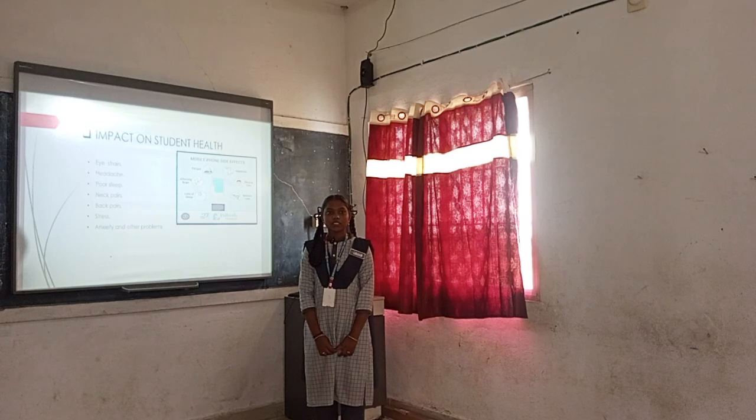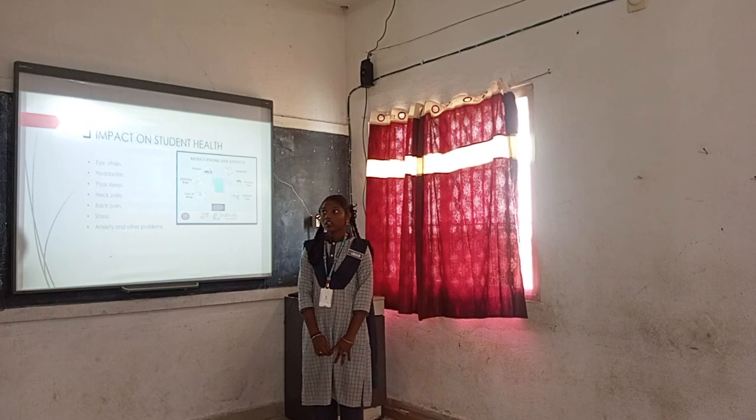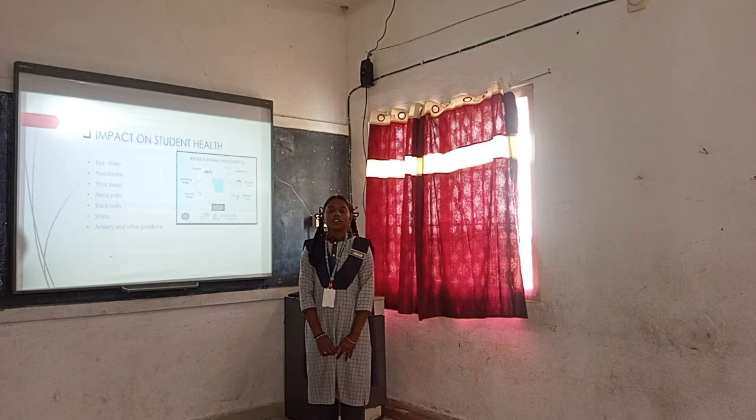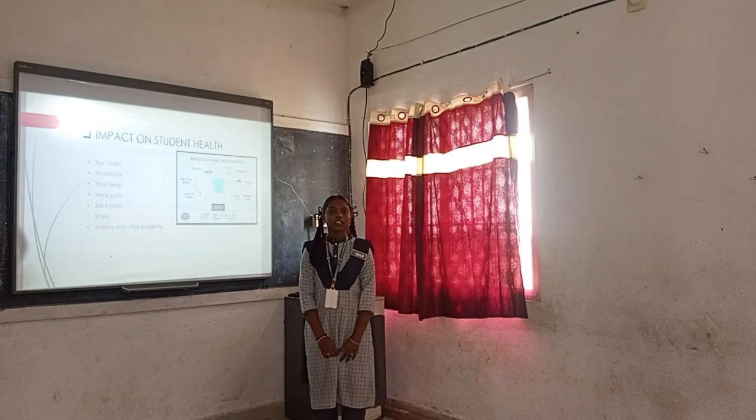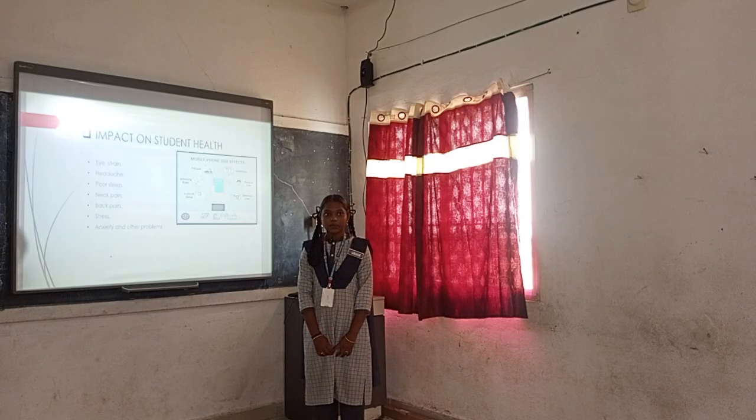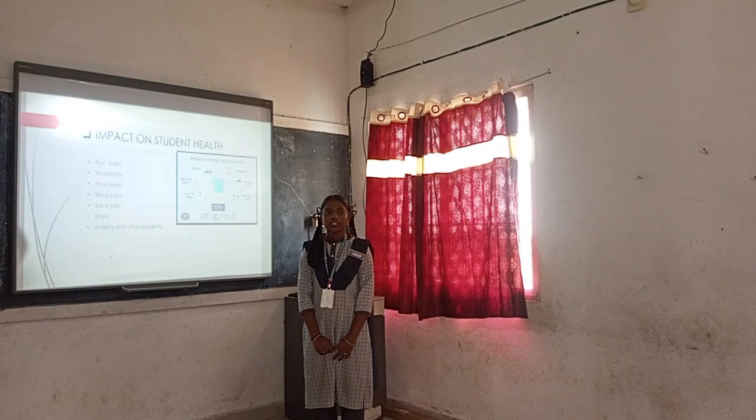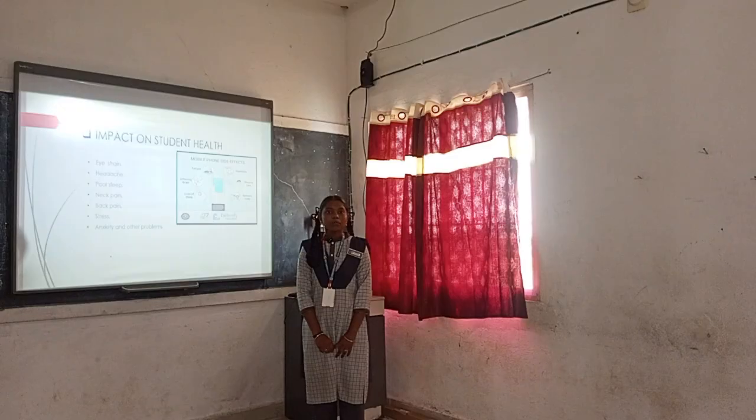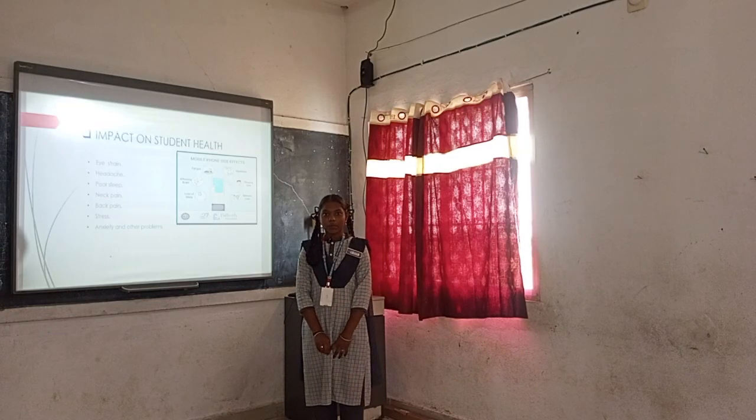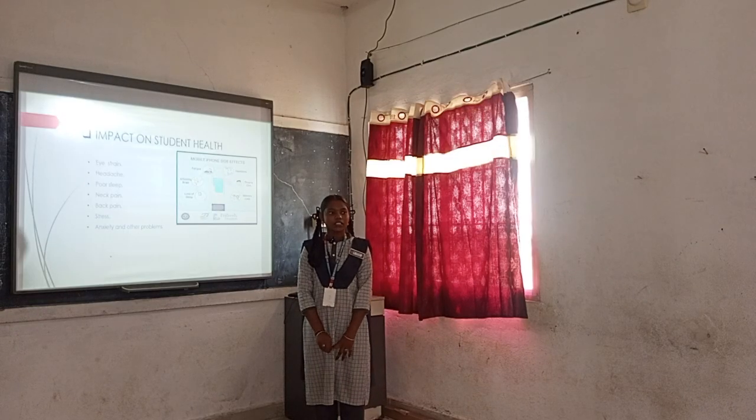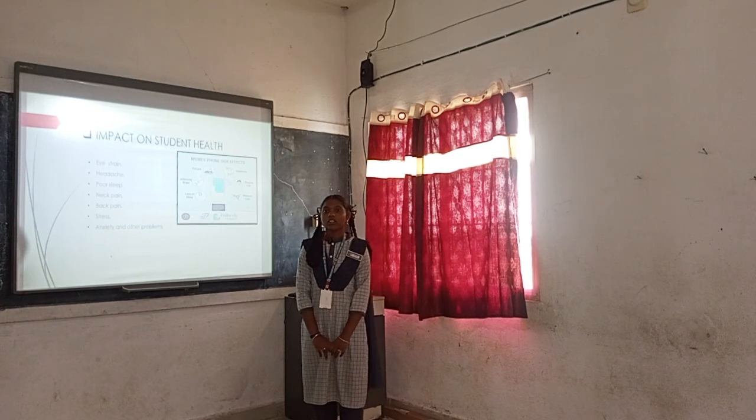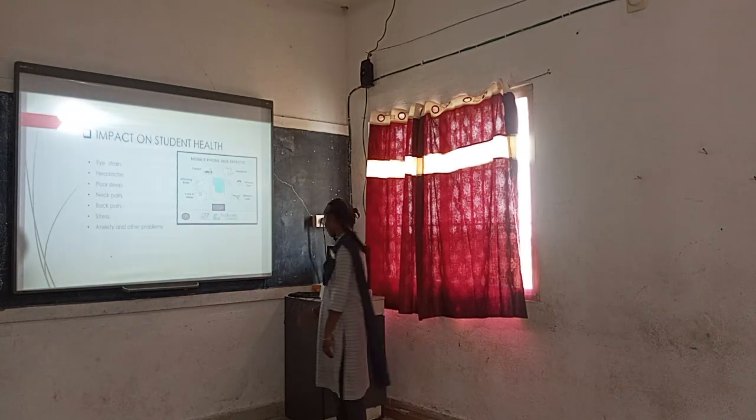We have to take some precautions with mobile phones to avoid health problems. Like we have to set a time limit for the phone. Only in an emergency should we use mobile phones. We shouldn't use mobile phones at night because the brightness is high. If it is an emergency, we have to use mobile phones mainly for studies. These are the precautions to avoid health problems. Now we go to another slide.